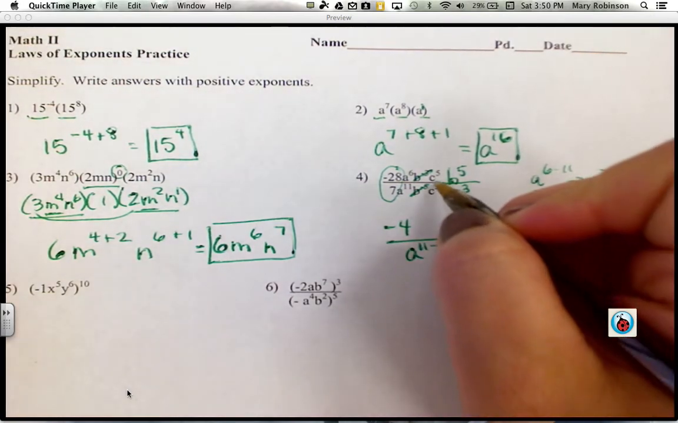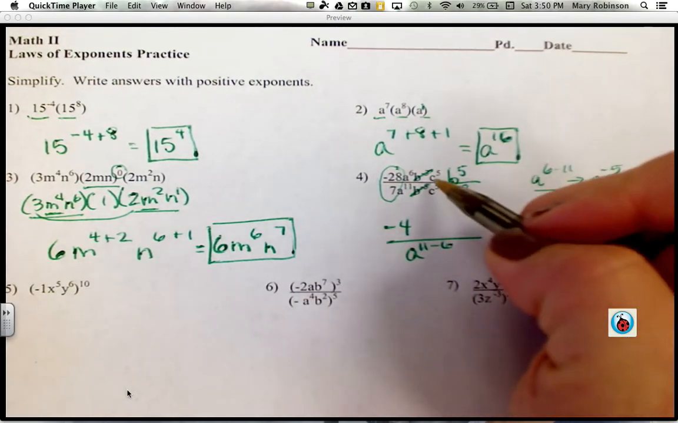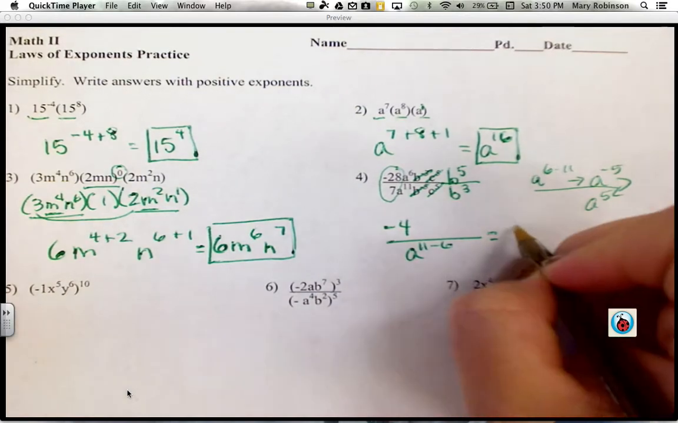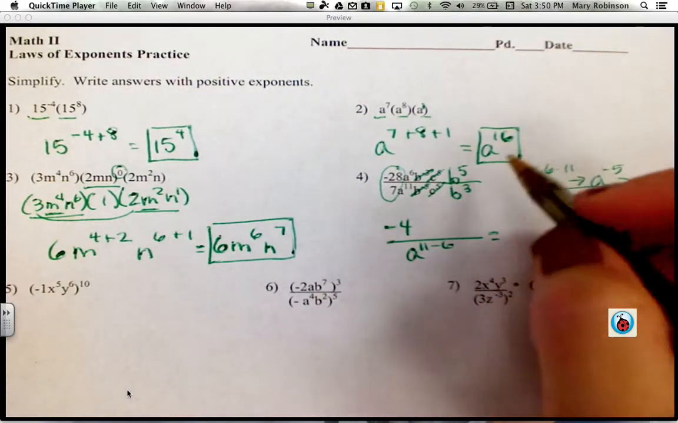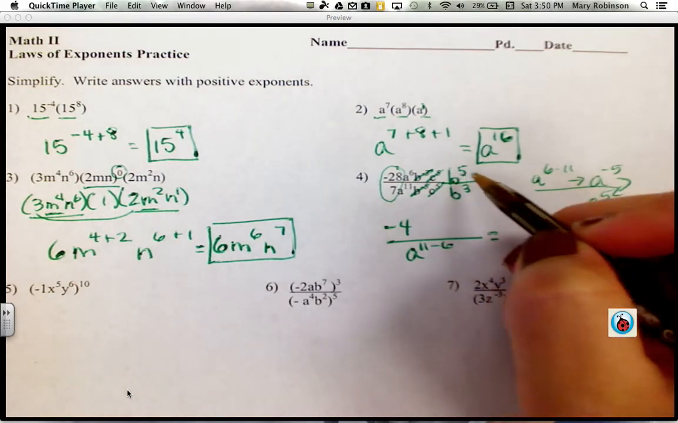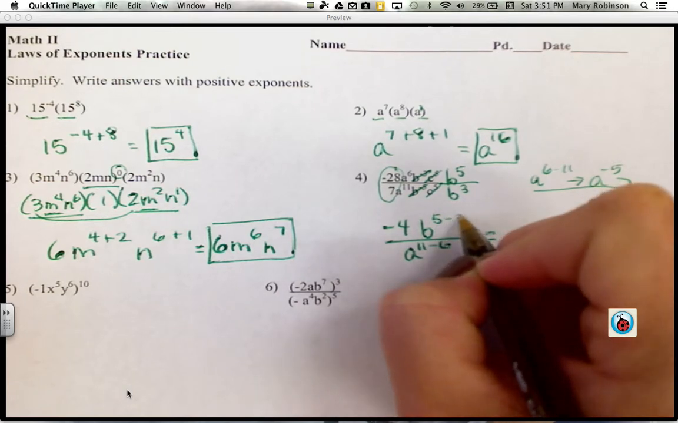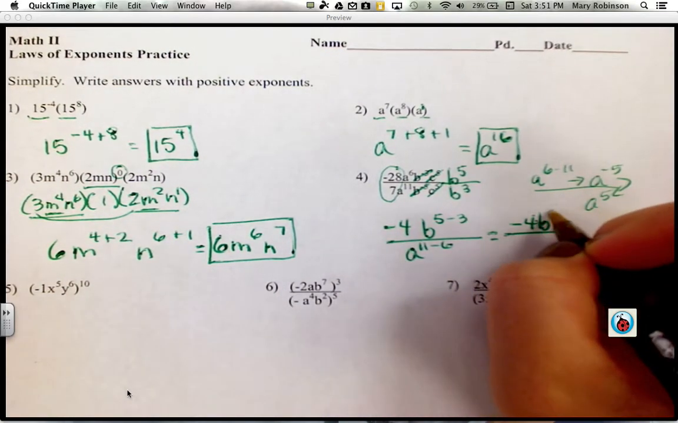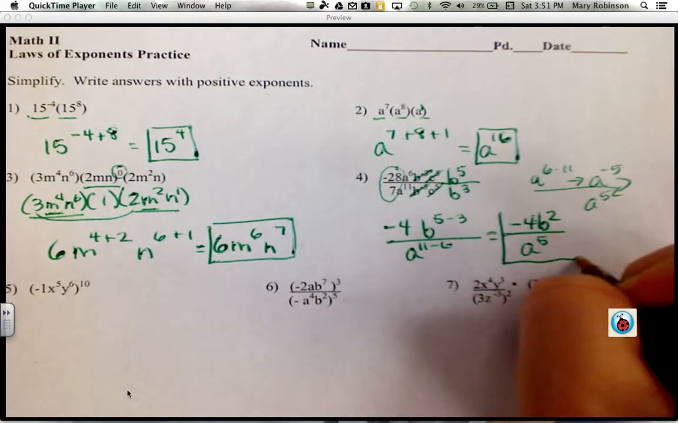And then notice our c's have the exact same value, so any number divided by itself equals 1, so we can actually simplify by eliminating those. Our b's, don't forget, here we have b to the 5th and b cubed, so b is largest on top, so b to the 5 minus 3 up top. And when we finish, we'll have -4b squared over a to the 5th.